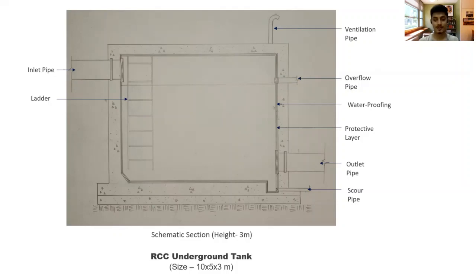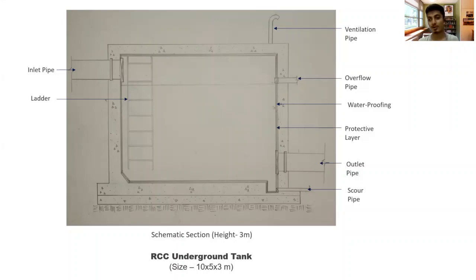Thank you, Chirayu. So now on the screen you can see a schematic section of an RCC underground tank. The depth of this tank is 3 meters. So on the top you can see the inlet pipe from where the water comes into the tank, and then there is a ladder from where a person can come down into the tank for cleaning or repairs.